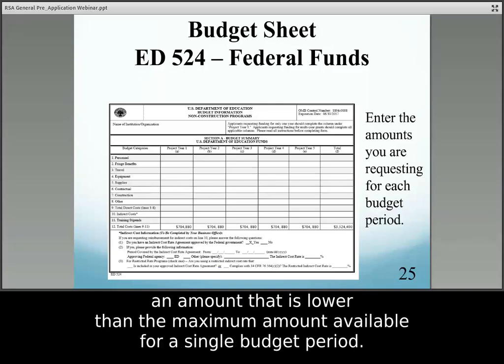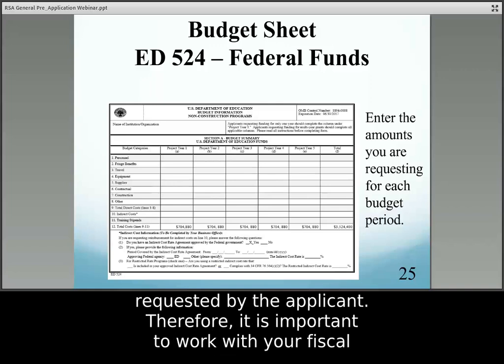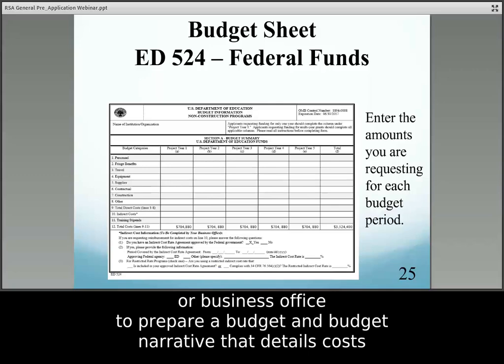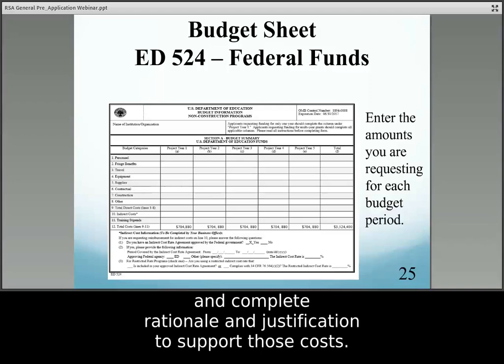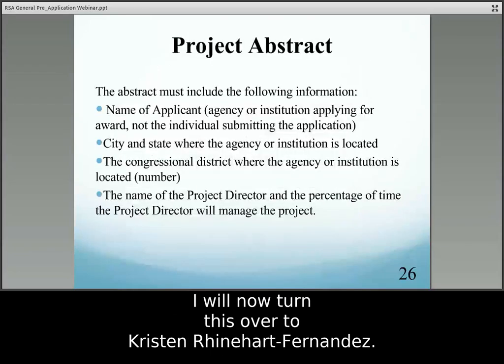Applicants may request an amount that is lower than the maximum amount available for a single budget period. However, the department may not award more than what is requested by the applicant. Therefore, it is important to work with your fiscal or business office to prepare a budget and budget narrative that details costs and complete rationale and justification to support those costs. I will now turn this over to Christian Reinhardt Fernandez.